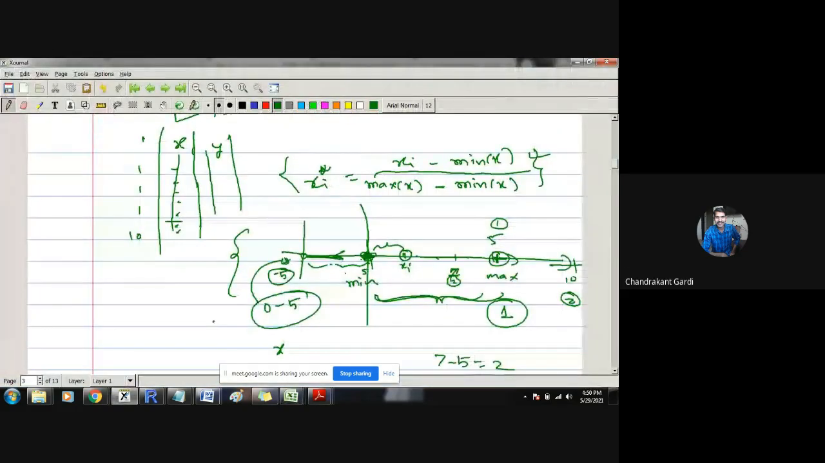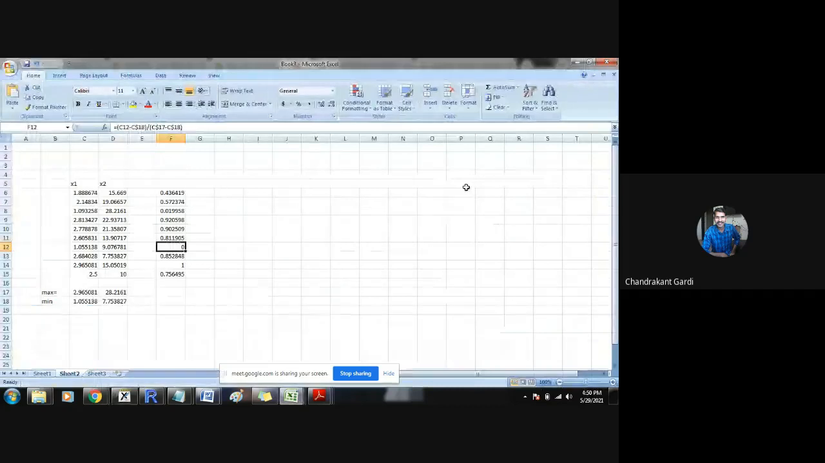Similarly, whenever this xi is the maximum observation in the given data set, the same observation is taken over here. So maximum minus minimum divided by maximum minus minimum, this ratio will turn out to be 1. Wherever the maximum observation is there, this value will be exactly equal to 1.